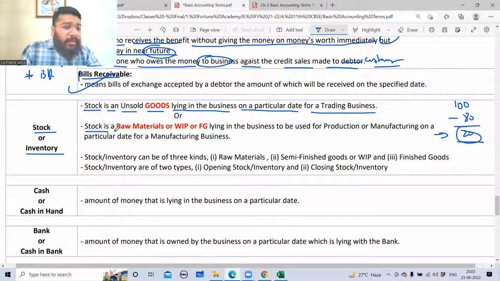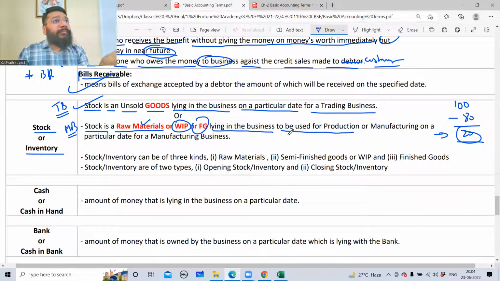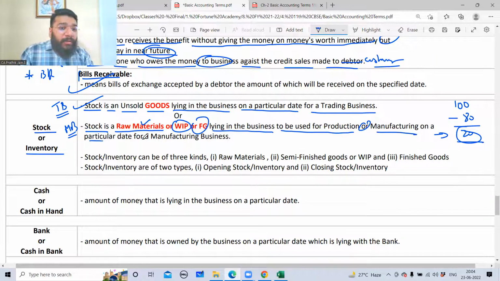So stock is raw material. This is from a trading business point of view. Now from a manufacturing business point of view, stock can comprise raw material, WIP, or finished goods lying in the business to be used in the production. Raw material and WIP to be used in the production. Lying in the business to be used in production or manufacturing on a particular date for a particular business.